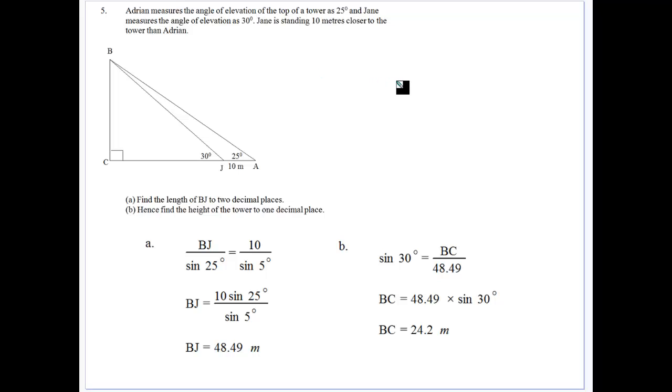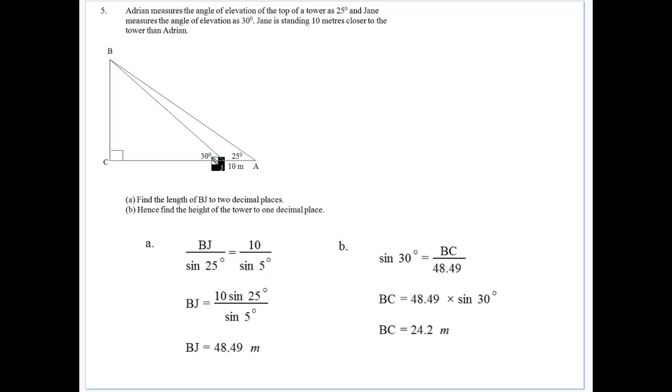This time we've got Adrian, and he's doing some angles of elevation. So Adrian's at A here. He's got 25 degrees as an angle of elevation. Jane's at an angle of elevation of 30 degrees, and she's standing 10 meters closer. So that distance there is 10. So what we want to find is the length of BJ. So again, we've got to do a little bit of manipulation.